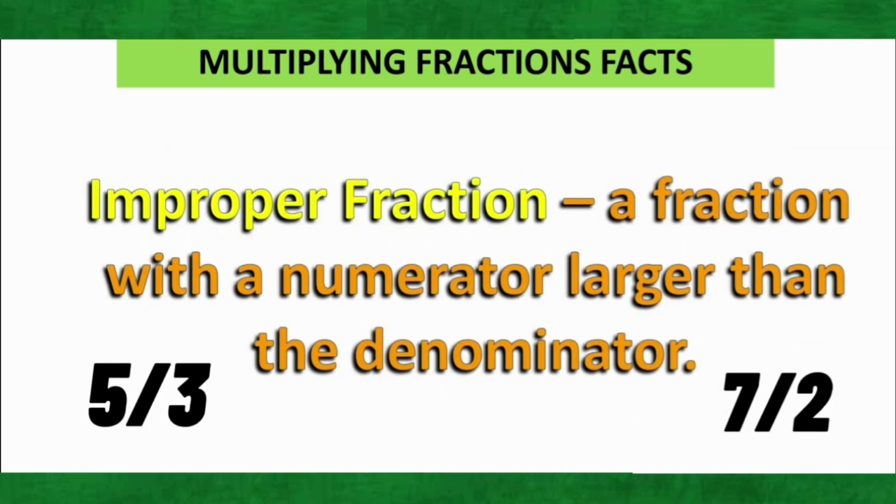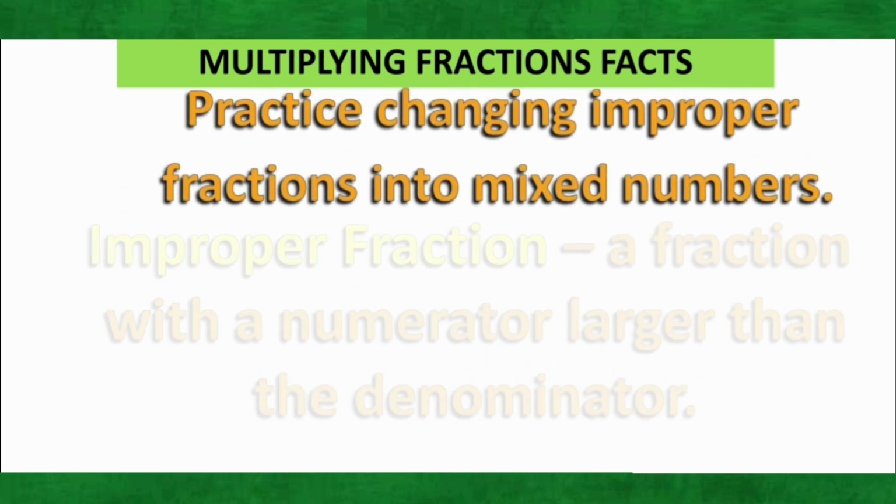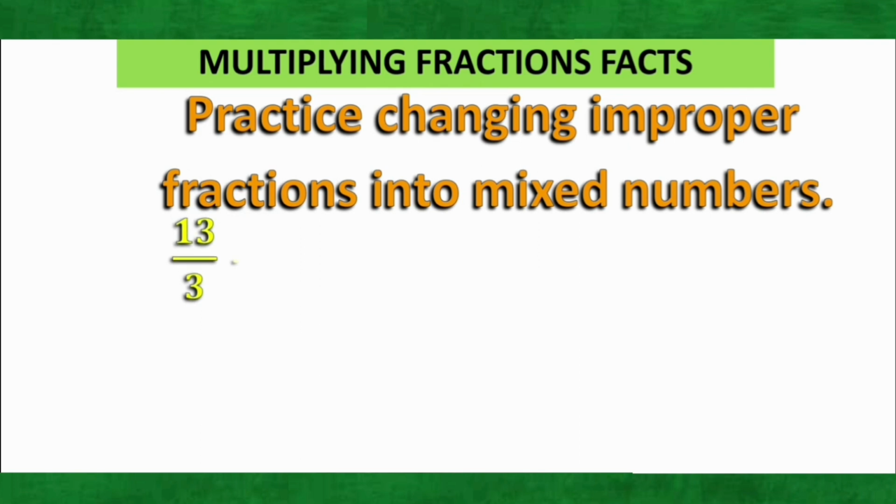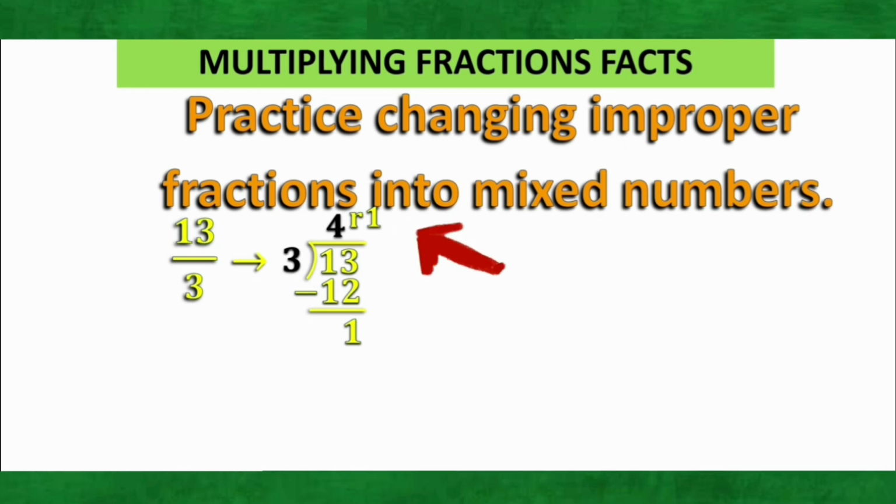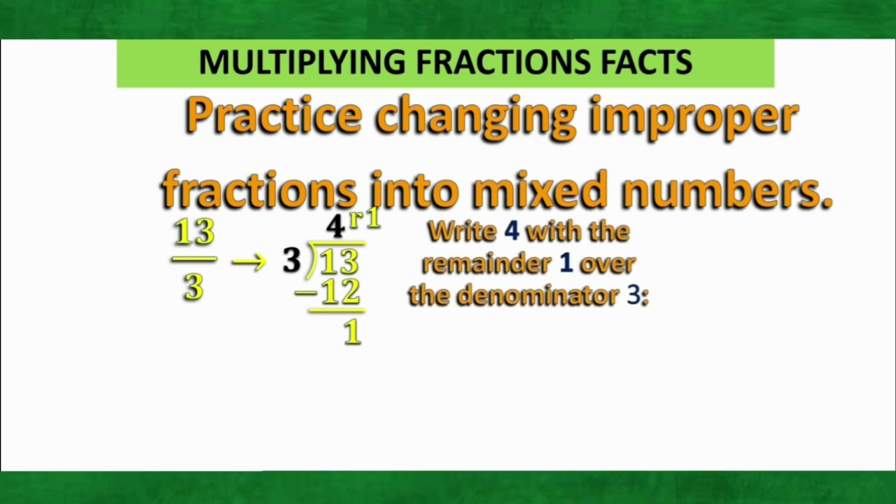Improper fraction. It is a fraction with a numerator larger than the denominator. Now let's try to practice changing improper fractions into mixed numbers. Let's have 13/3. Now 13 divided by 3 is 4, remainder 1. Write 4 with the remainder 1 over the denominator 3. So the answer is 4 and 1/3.